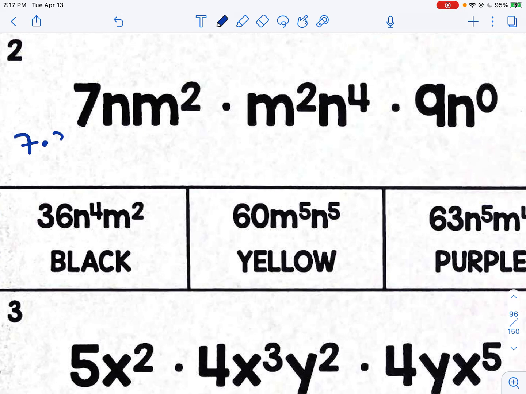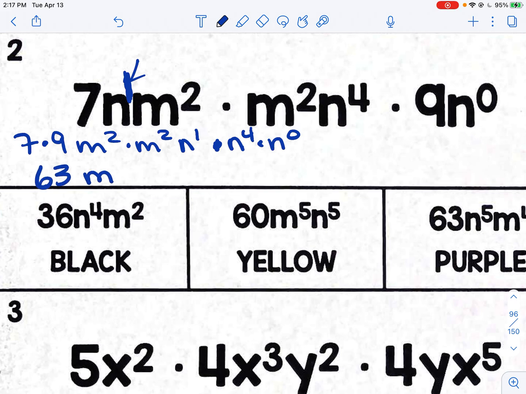I have 7 times 9. I like alphabetical order, so I'm going to do alphabetical. And then n's, I have an n here, but remember that gets a 1. So n to the 1st times n to the 4th times n to the 0. So this would be 63. Oops, I didn't mean to do that. 2 plus 2. Then n, 1 plus 4 plus 0. So that would get 63 m squared n to the 5th.